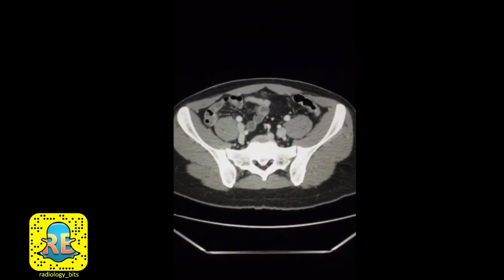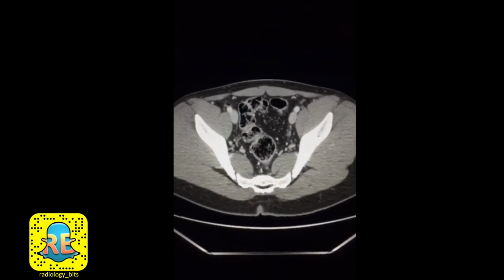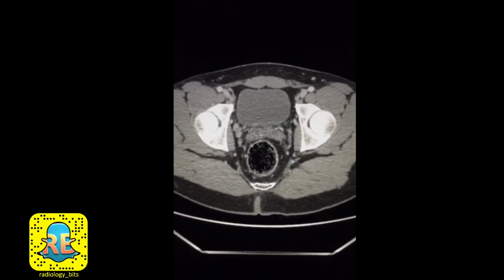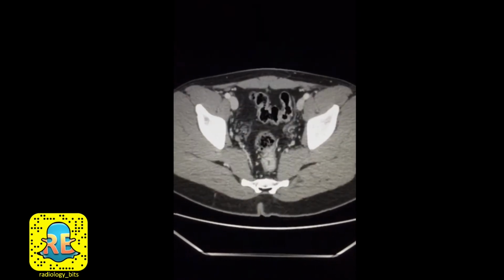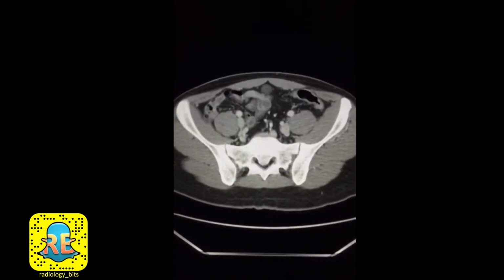Hello again. This is a new case that's mainly dedicated to a senior audience, but juniors would learn a thing or two from it as well. This is a 23-year-old male patient who had the CT scan done for vague abdominal pain.